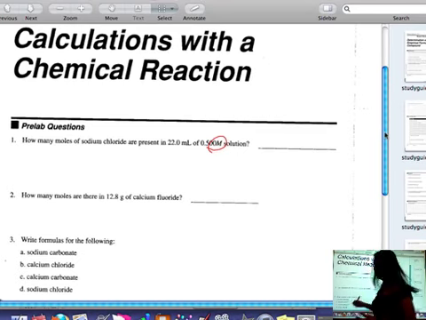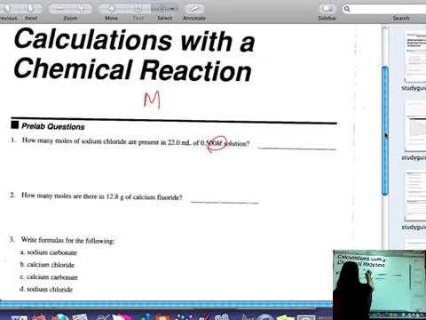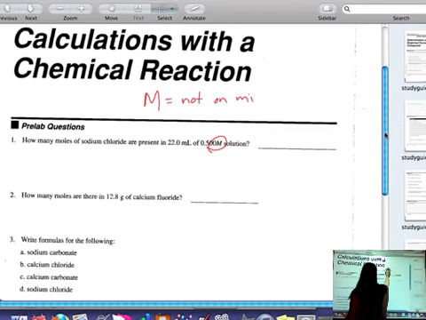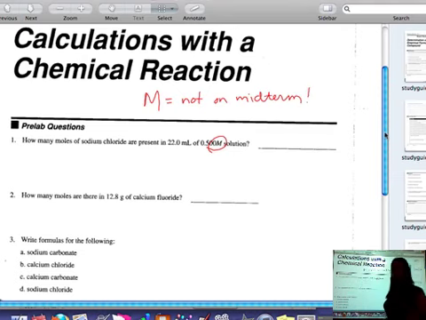Please, I'm going to write this right here: molarity, not on midterm. You are responsible for molarity on these lab reports, but for these labs in particular, I definitely want to make sure I give you all the answers for molarity so that you're not confused. But know that molarity is not going to be on the midterm. We are going to deal with it a lot, but it's not going to be on the midterm.